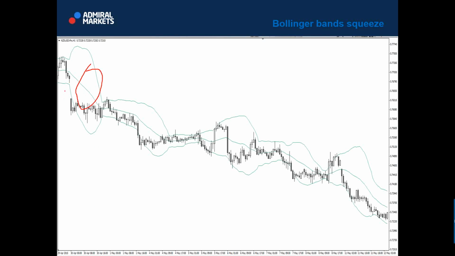Divergence and trend. Squeeze and trend.